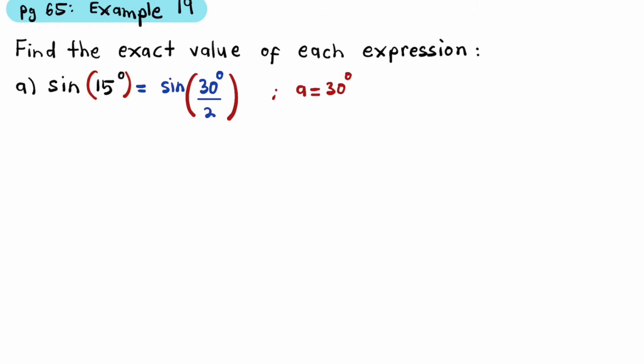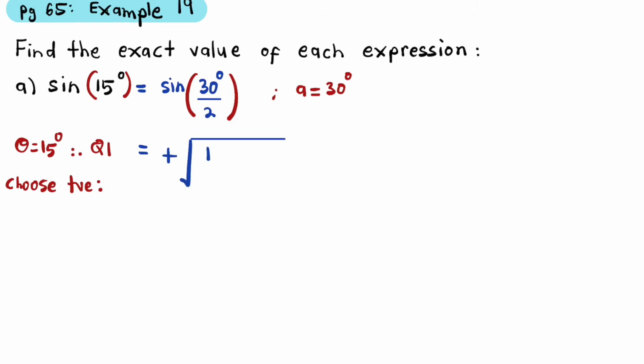Since your theta here is 15 degrees, it falls in quadrant 1. If it is quadrant 1, your sign is positive. Since the sign is positive, you have to choose the positive for the formula. So what you can conclude is that this is equivalent to the positive square root of, the formula says, (1 minus cosine A) over 2.